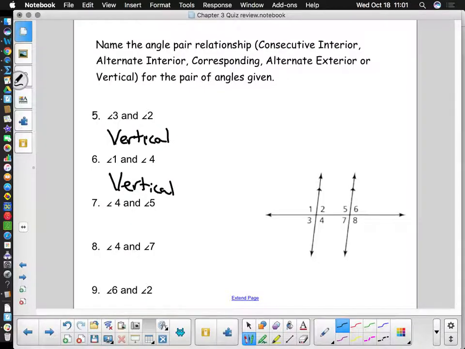All right. 1 and 4, we're vertical again. 4 and 5. Now again, let's take a look at it. 4 and 5 make kind of like my funky Z symbol there. So we know that that's going to be alternate interior.